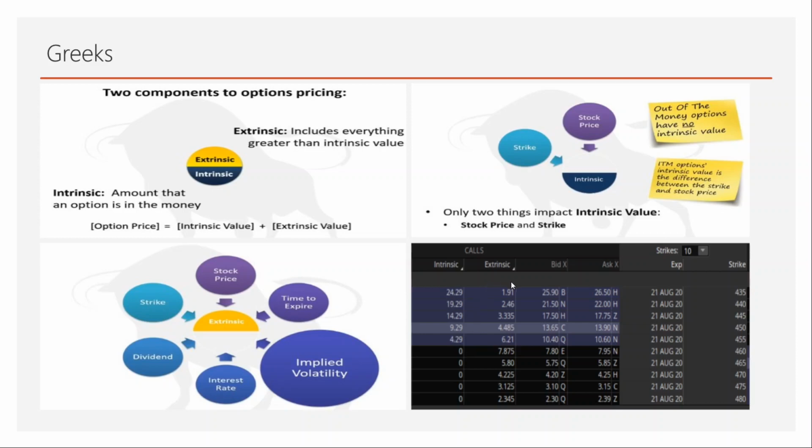How is the extrinsic value derived? All these components together make up the extrinsic value: stock price, time to expiry, implied volatility, interest rate, dividend, strike. Everything together contributes to extrinsic value.